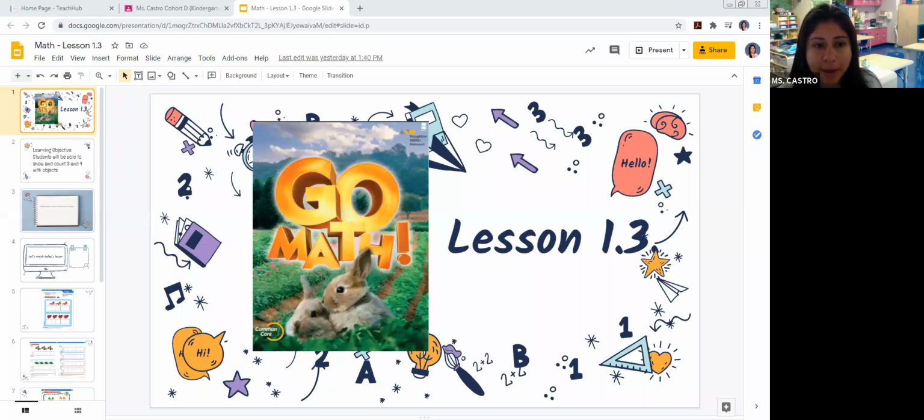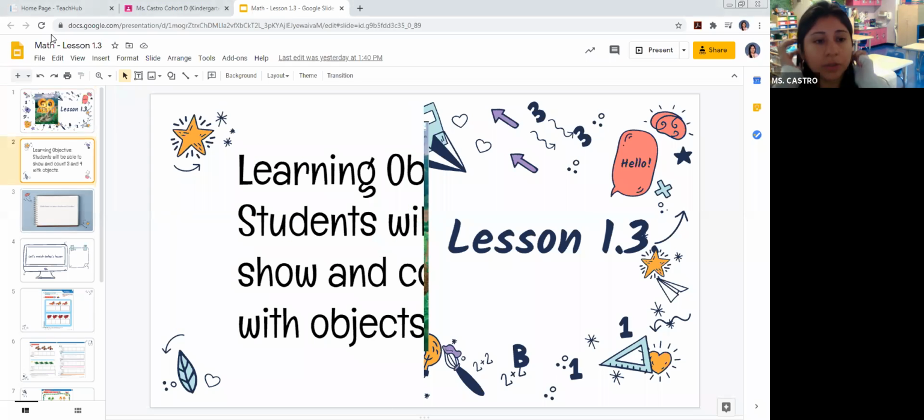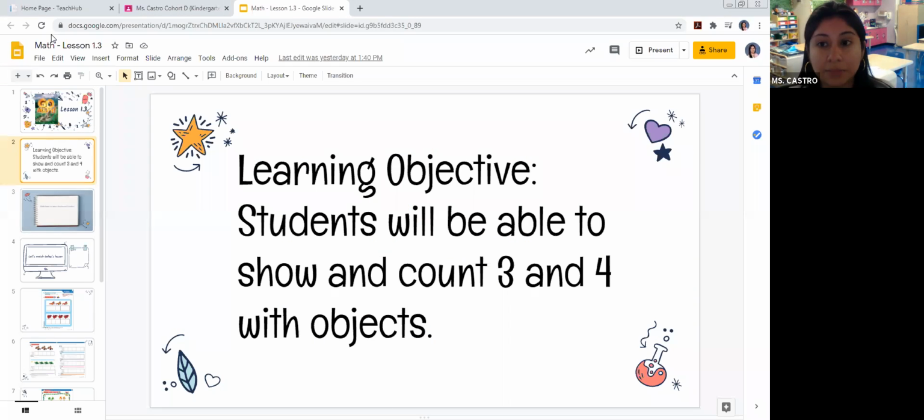Okay, boys and girls, so today in math, we're moving on to the next lesson, which is lesson 1.3. Most of you should have your Go Math books. It's the cute book with the two bunny rabbits on the cover of it. Today, we're gonna learn to show and count the numbers 3 and 4 with objects. So today we're gonna go back to using the 5 frames. And that's another reason why I posted on our Google Classroom the Apple 10 frames for you to start working with that at home, okay?